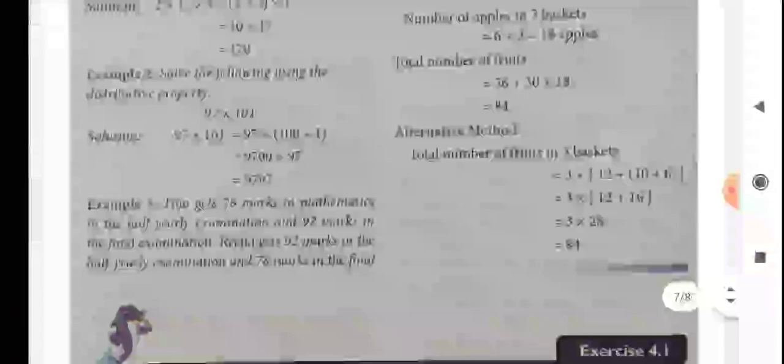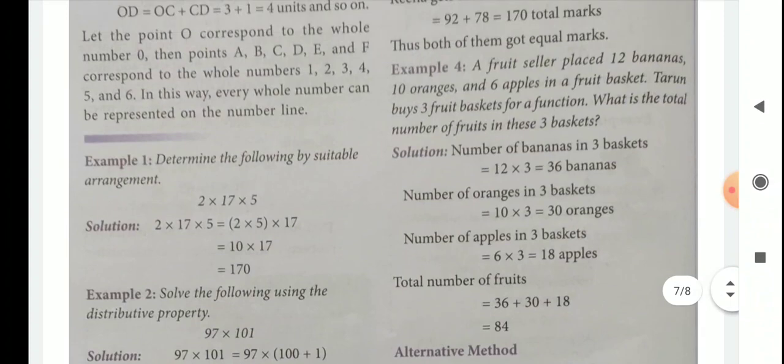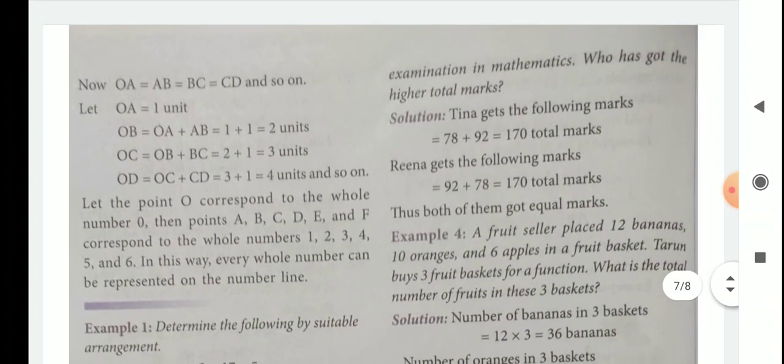Then example 3. Tina gets 78 marks in mathematics in half yearly exam and 92 marks in the final examination. Reena gets 92 marks in the half yearly examination and 78 marks in the final examination in mathematics. Who has got the higher total marks?